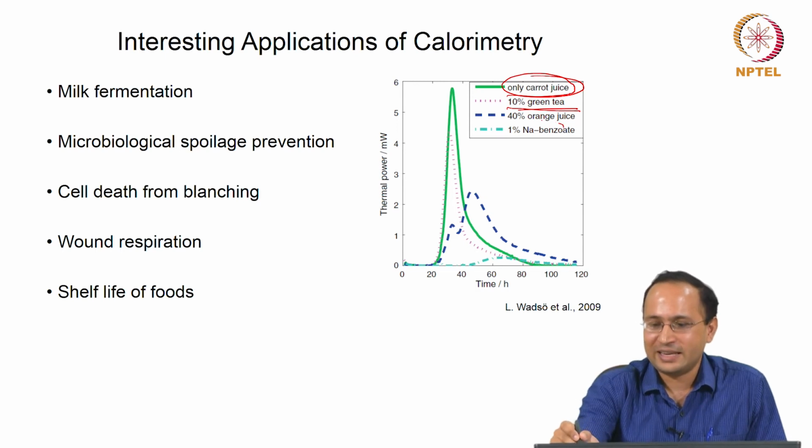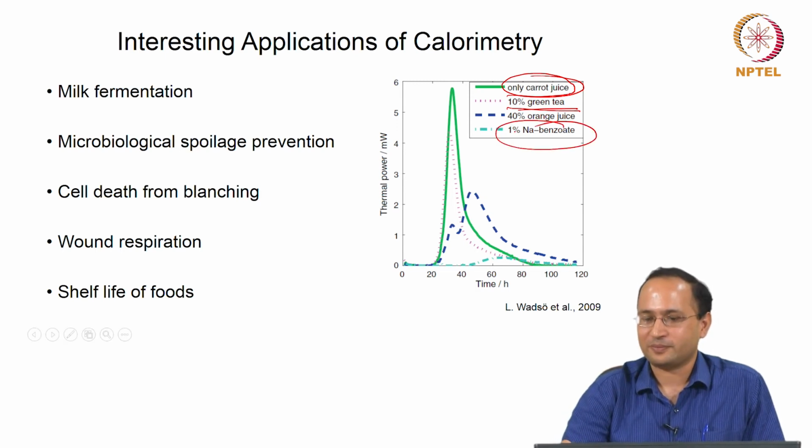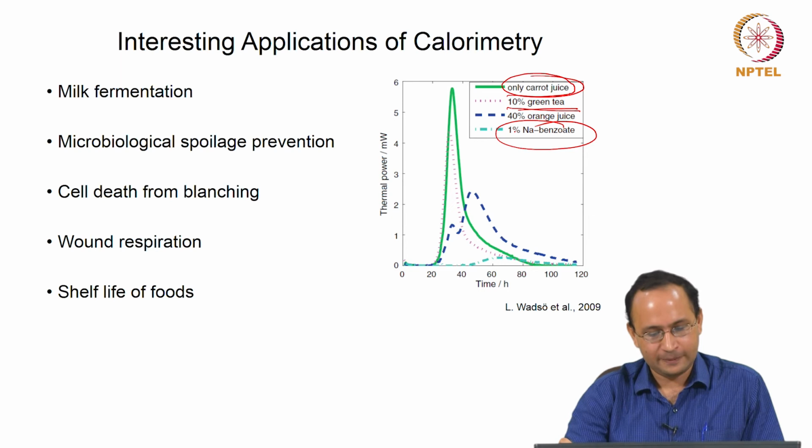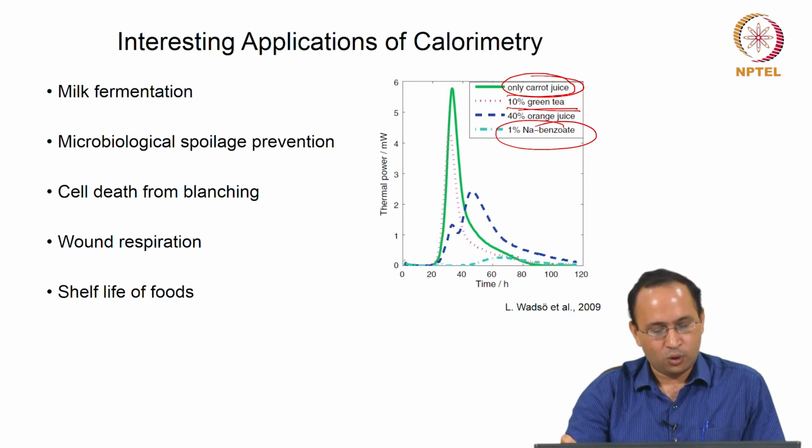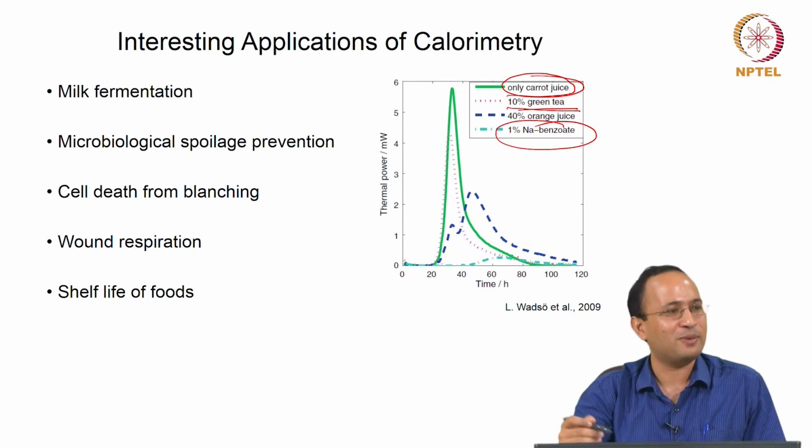What do you see? Basically sodium benzoate significantly slows down the process. The high doses of sodium benzoate significantly delay the onset of growth, but it does not completely prevent all microorganisms from growing. You can see you are still getting some heat signals, but at least you are delaying the process. So, what type of microorganisms are present in the juice cannot be inferred. We can't tell what kind of microorganisms are there. We can only see that the process is getting delayed.